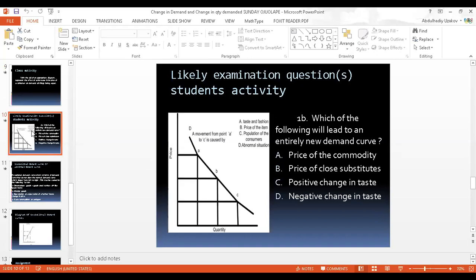Now, this is what you are likely to find in the exam. This kind of question you are likely to find. A movement from point A to C is caused by, and I will expect you to type your answers and send them now. Pick your answer. A, taste and fashion. B, price of the item. C, population of the consumers. D, abnormal demand. Please let me see the option that you have picked. I'm waiting for your options, please.